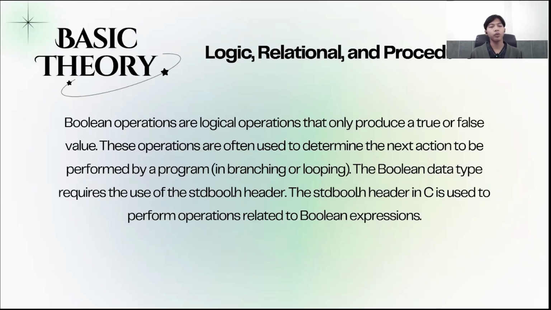Before we go into it, we need to know what Booleans mean. Boolean operations are logical operations that only produce a true or false value. These operations are often used to determine the next action to be performed by a program in branching or looping. The Boolean data type requires the use of the stdbool.h header. The stdbool.h header in C is used to perform operations related to Boolean expressions.